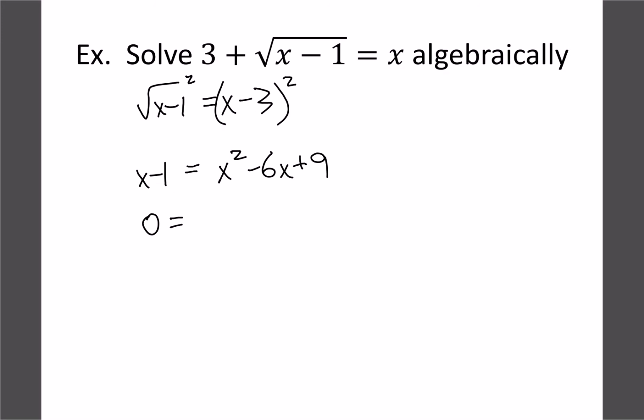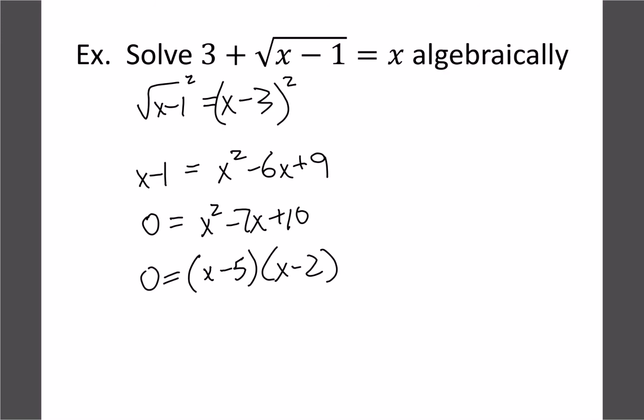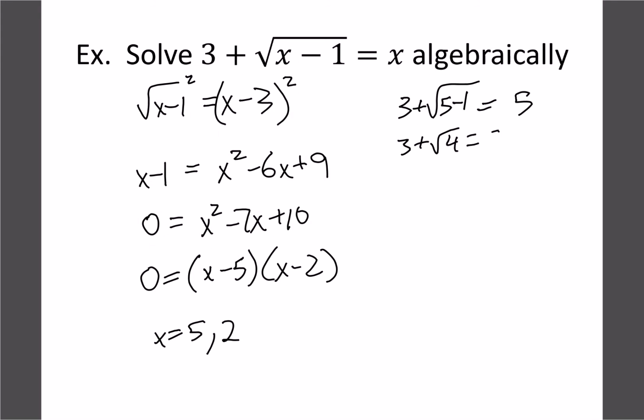Let's make this equal to 0. So we'd have x squared minus 7x plus 10 when we bring the 1 over. This one will factor into minus 5 and minus 2. So our solution should be 5 and positive 2. But once again, let's double check both of these. So 3 plus root 5 minus 1 equals x, which was 5. So we'd have 3 plus root 4 equal to 5. 3 plus 2 equals 5. That one's good. So x equals 5 is good.